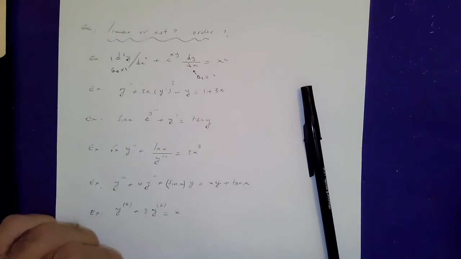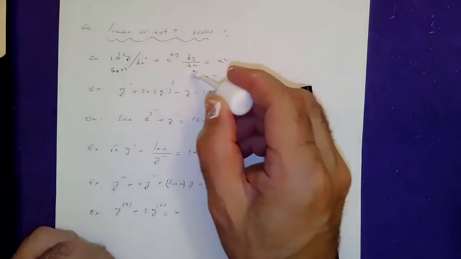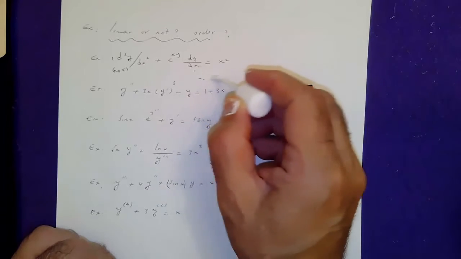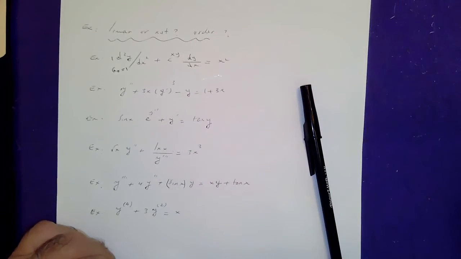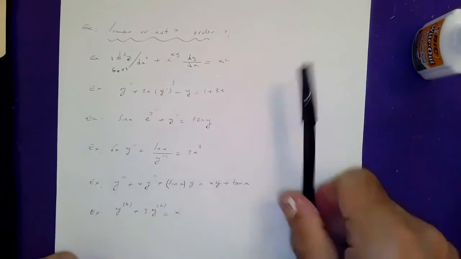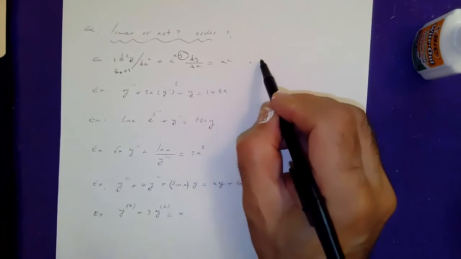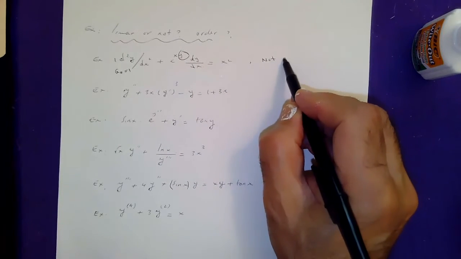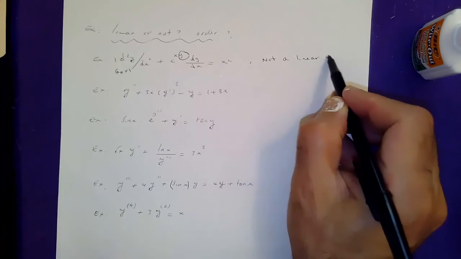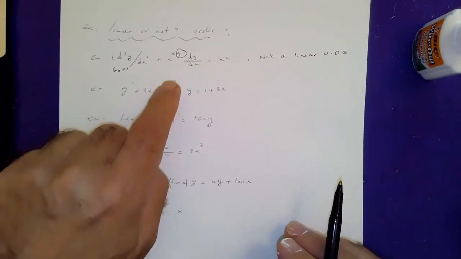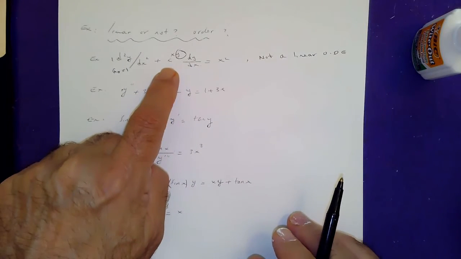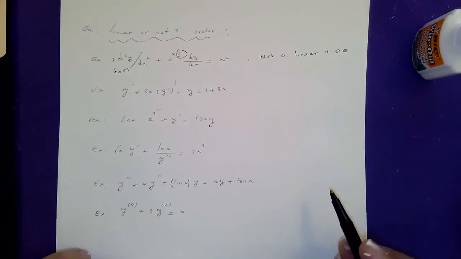Excuse me. I meant to say it is not linear. Why is it not linear? Because y has appeared as an exponent. Notice this guy messed this up. So yes, the answer is not a linear ODE because y cannot appear as an exponent. So this is not a linear equation.